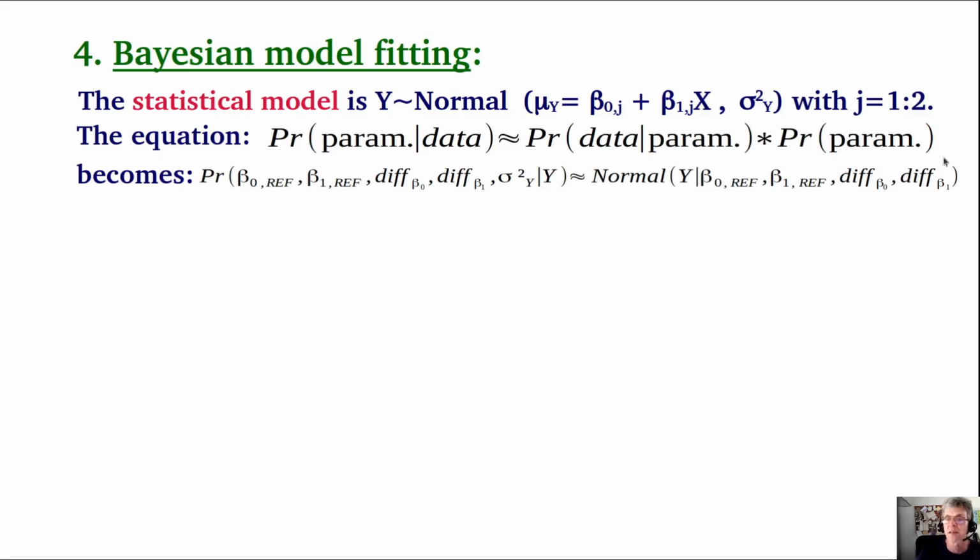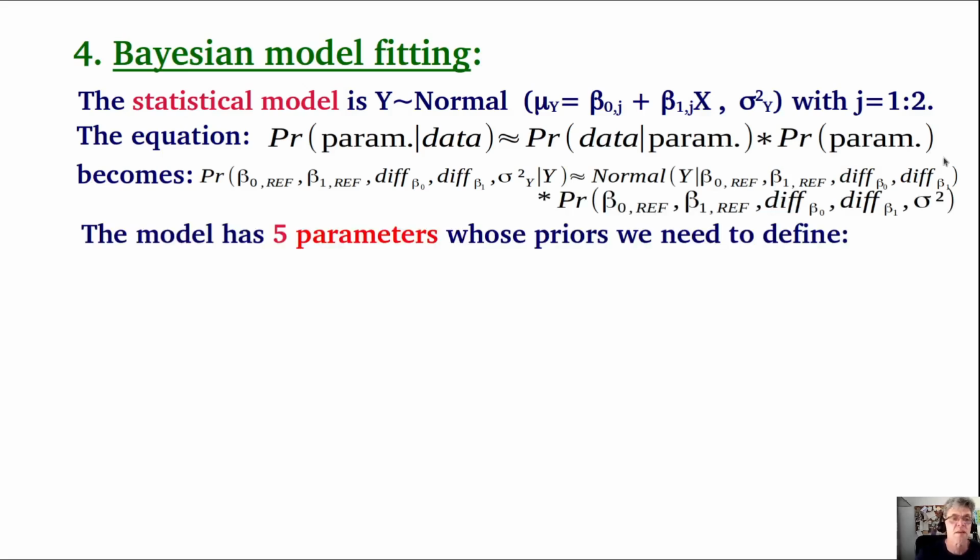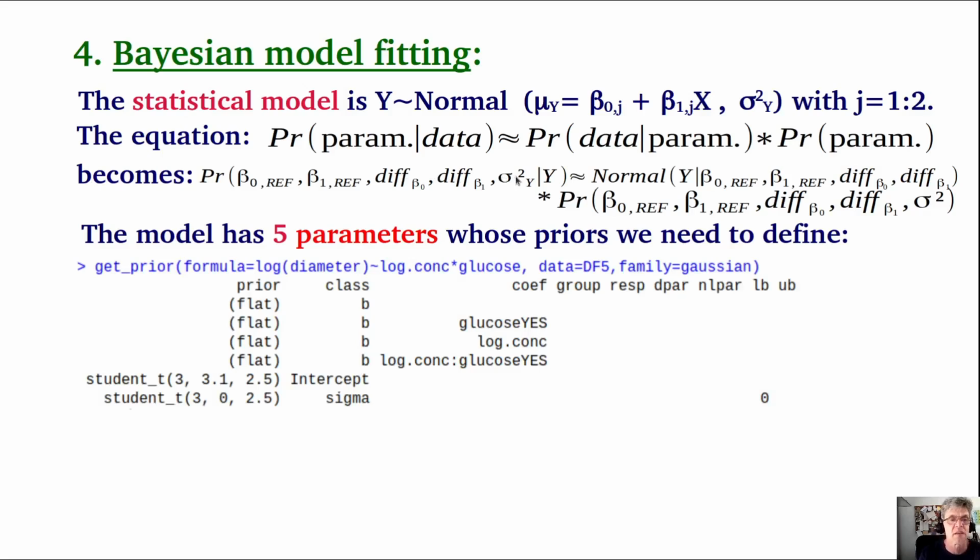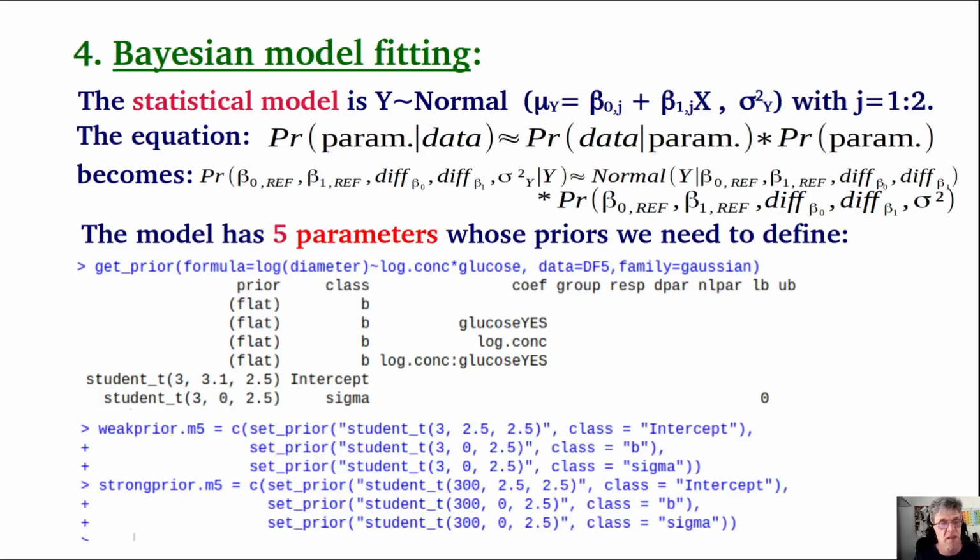So this is the likelihood, and these are the priors. The model then has 1, 2, 3, 4, and 5 parameters whose priors we need to define. So let's use, as usual, the very helpful command get_prior of the package brms to find these parameters, and let's define here 2 sets of priors.